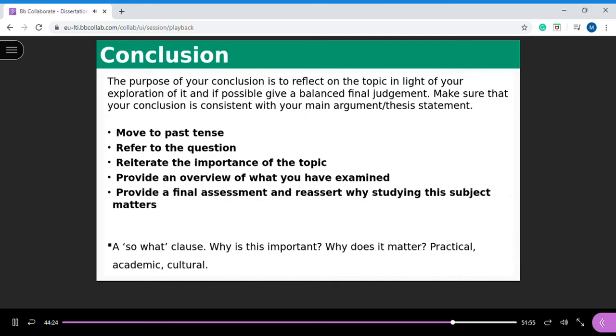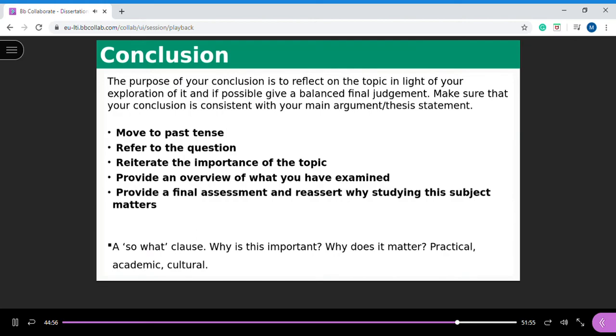The first stylistic thing you can do is to change to the past tense. So in your introduction, you would write, this dissertation will, whereas in the conclusion, you shift to, this dissertation has. It can be useful to refer back to the dissertation title in the opening lines of your conclusion, just to bring it back to where it started and remind the reader of the central subject that you've been addressing. So nice to open your conclusion, bringing it back to the thing you've been looking at.